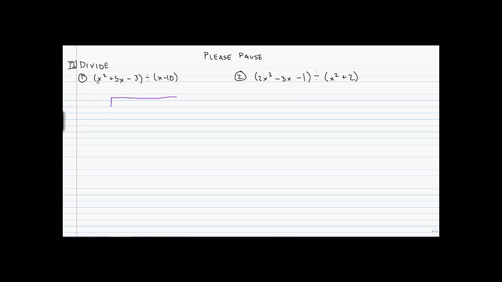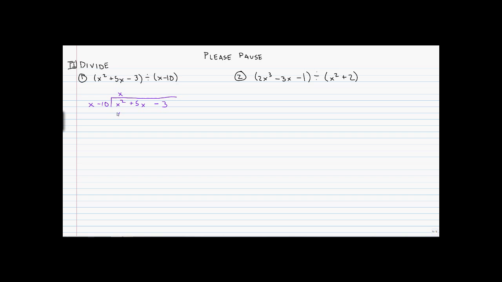So what I'm going to try to do first is just make sure there are no missing terms. So I've got x squared, x, constant, we're good. This is just going to work out just fine. It's already as organized as we need it to be. And so we're going to divide x squared plus 5x minus 3 by x minus 10. First question, how many times does x go into x squared? Well, that would be x.